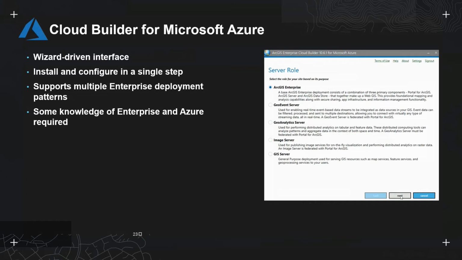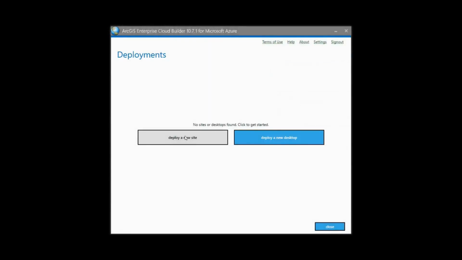Also, whilst a wizard-driven interface isn't particularly repeatable, you can export the deployment artifacts from Cloud Builder, and these can be used to script repeatable deployments. So let's take a look at how ArcGIS Enterprise Cloud Builder for Azure works. You can download Cloud Builder from your My Azure account.